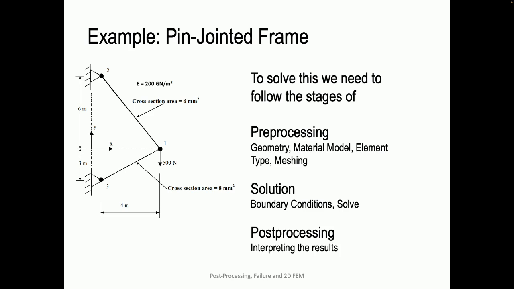So, okay, second thing, once you have prescribed all of this, you're going to put some boundary conditions. Here our boundary conditions are nodes 2 and 3 are fixed, and we are applying a load of 500 newtons on node 1, okay?